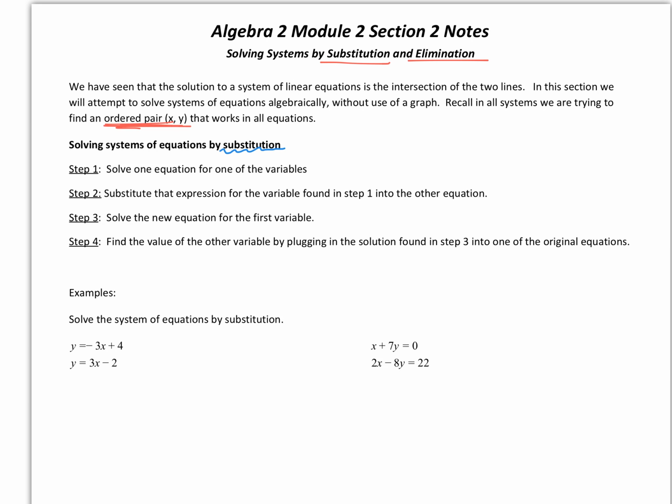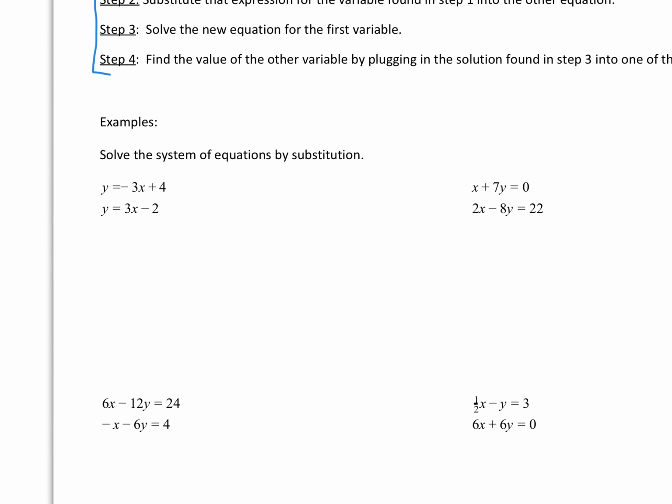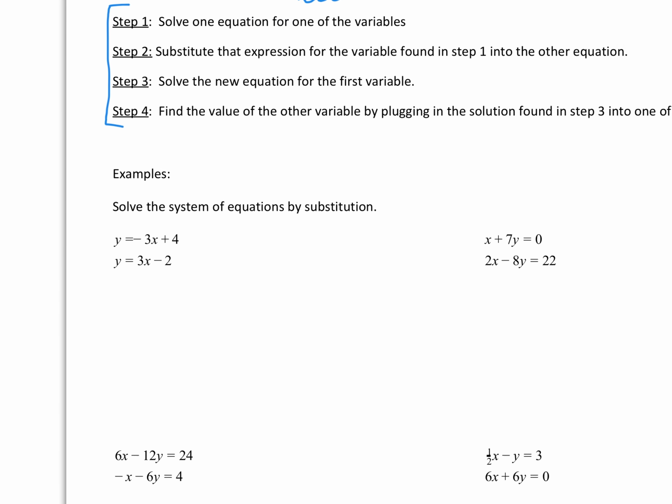There are 4 steps in substitution that we're going to focus on. The first step is to solve one equation for one of the variables. When we solve one of the equations for one of the variables, we're going to substitute that in to the other equation. In step 3, we're going to solve for the first variable that we just substituted, and in step 4, we're going to find the value of the other variable by plugging it back in to one of the original equations. So it might seem a little confusing at first, but let's look at our first example and see how we can apply these 4 steps.